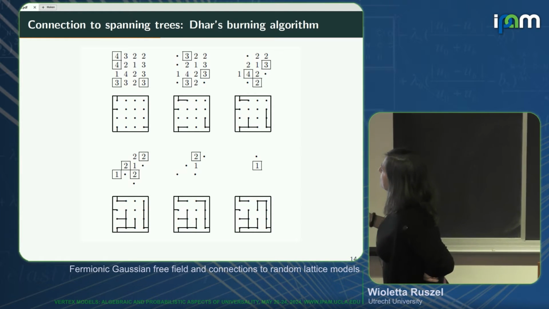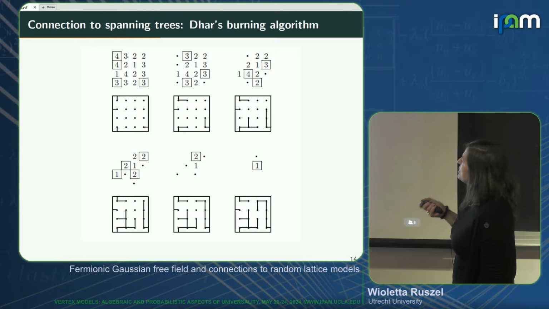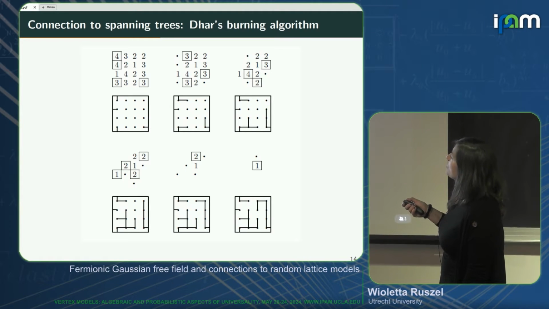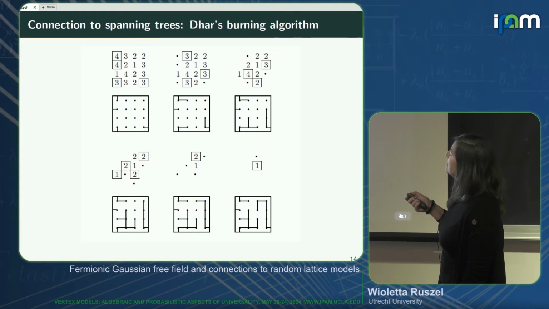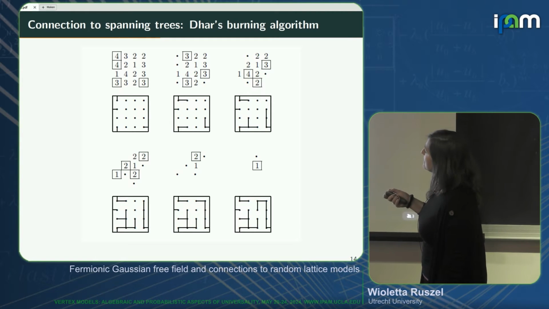Okay, so now the second step. I have burned those 4, and now again I'm asking myself the same question. Which vertices have height higher than the number of existing edges? So here you have 2 edges, and the height is 3, so those will burn at the second stage. And how do I connect it to the existing spanning tree?